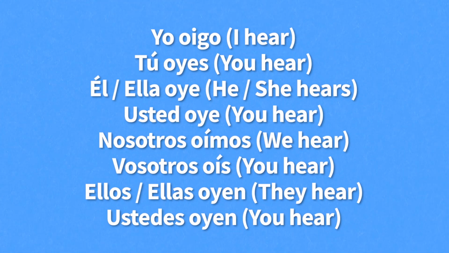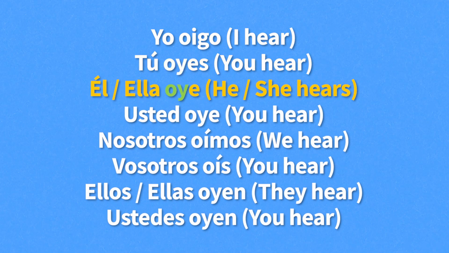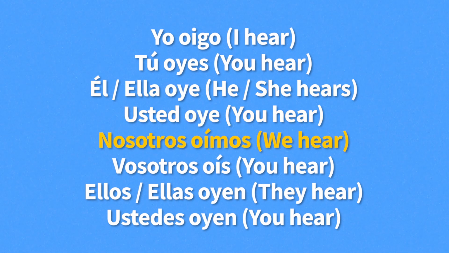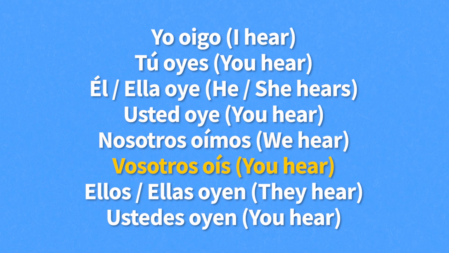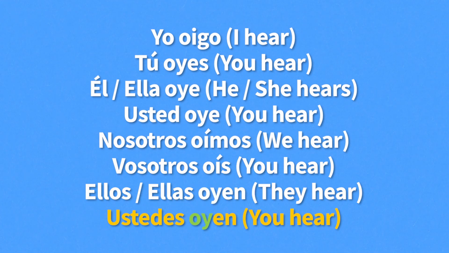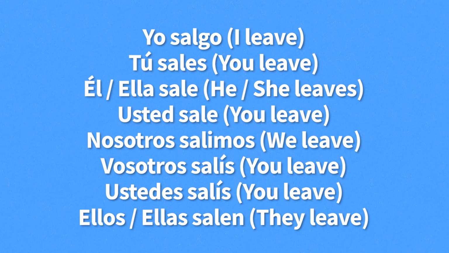The whole conjugation is yo oigo, tú oyes, él, ella oye, usted oye, nosotros oímos, vosotros oís, ellos, ellas oyen, ustedes oyen. The same rules apply to the verb salir, to leave, which becomes yo salgo, I leave.